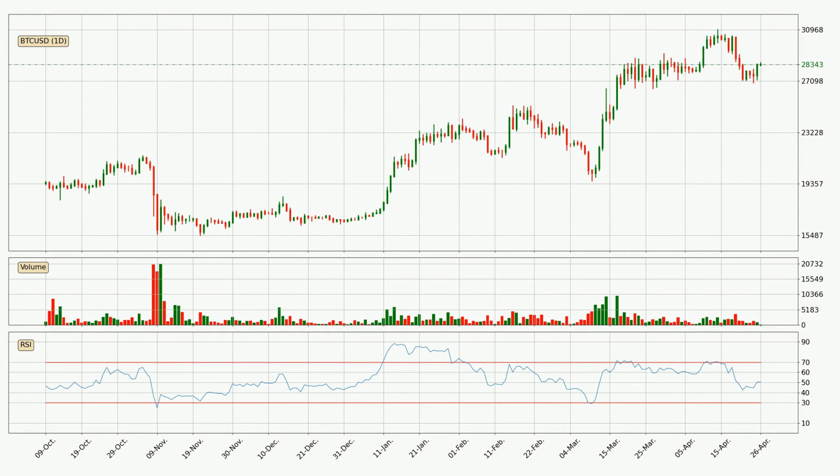Jumping to the daily Relative Strength Index, the current daily RSI is at 50, so there are currently no signs of the crypto being overbought or oversold.